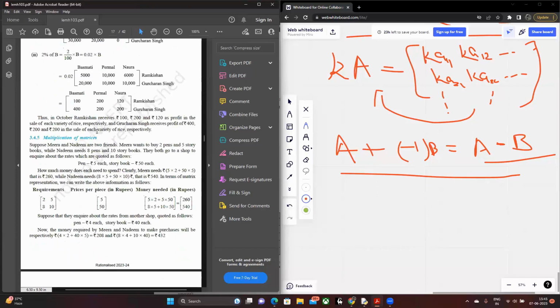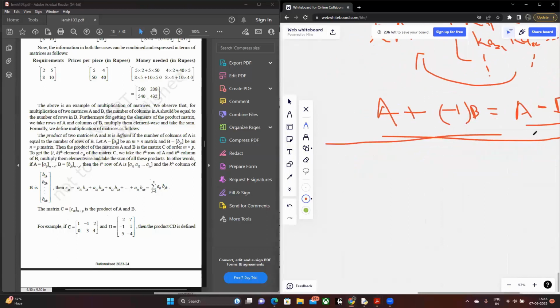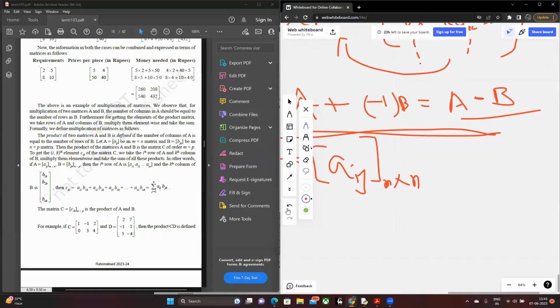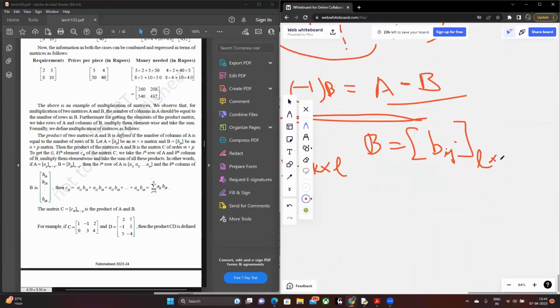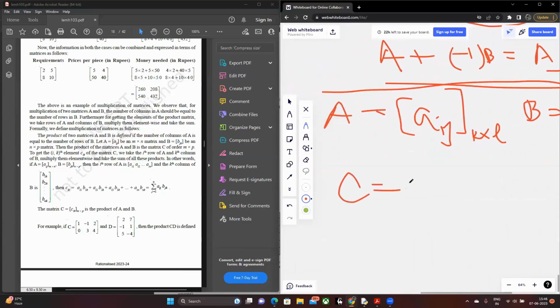Then you have multiplication of two matrices. In the multiplication of two matrices, what you basically do is if you have A as the matrix of all elements Aij of the order m cross n, I'll write it as K cross L, right? And you have B equals the matrix of elements Bij of the order L cross M, right? Let C be the product A cross B, right?